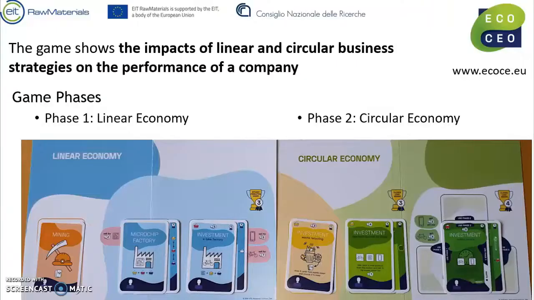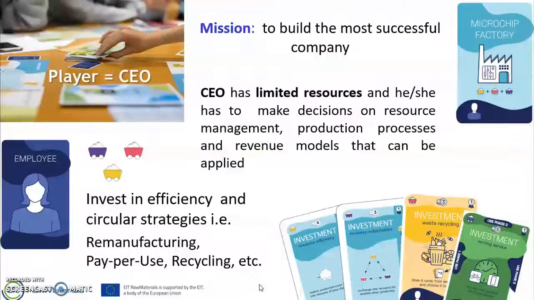EcoSEO is an interactive game for the classroom that shows the impact of linear and circular business strategies on the performance of a company, since there are two phases of the game focused respectively on linear and circular economy. During the game, players are the CEO of a company producing electronic goods such as microchips, smartphones, and e-bikes. And the mission is to build the most successful company.